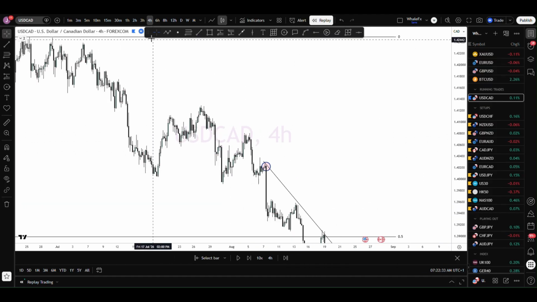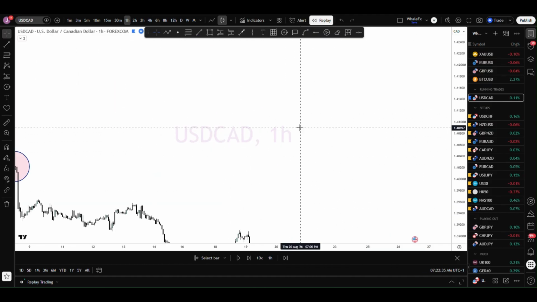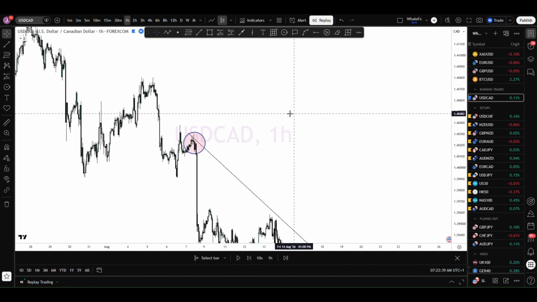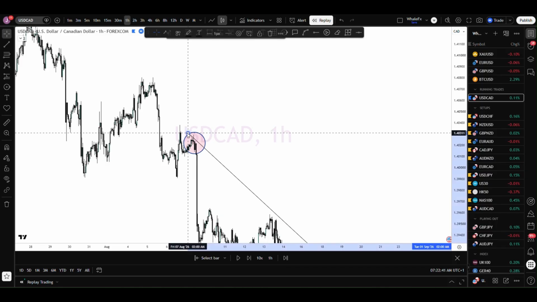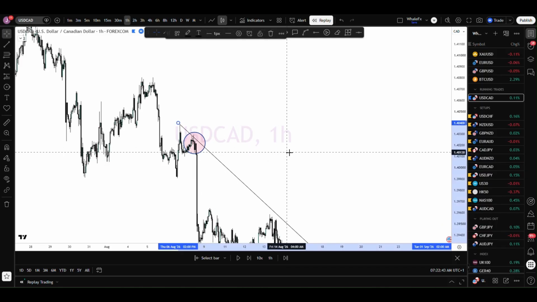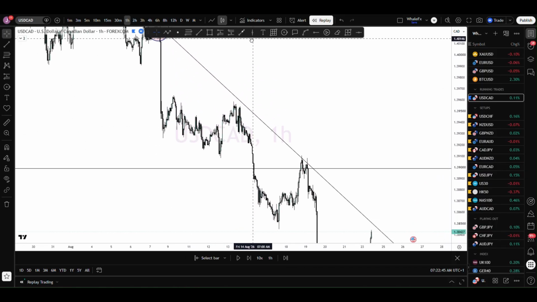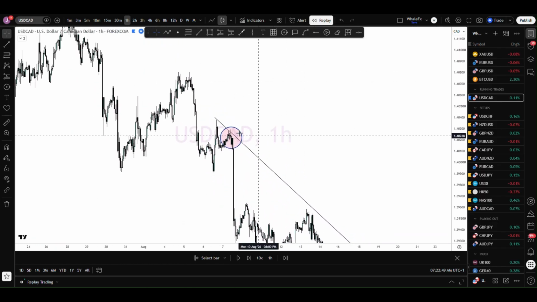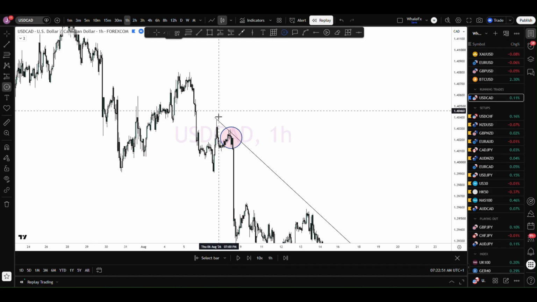So if you look at it closely, let's go down to the 1-hour time frame. On the 1-hour time frame, what can you see? You can see that the market only reacts with its wick. The market never broke out of this trend line. It only reacts with its wick. So this was the first tap we had.